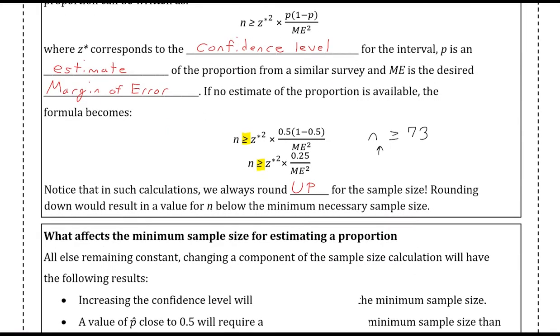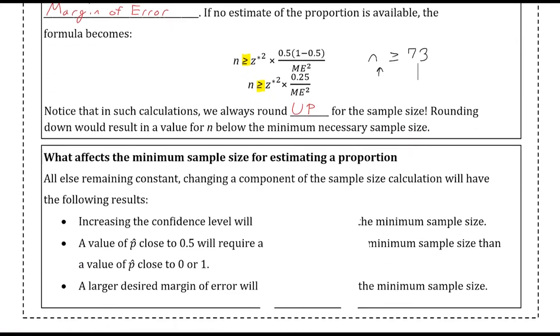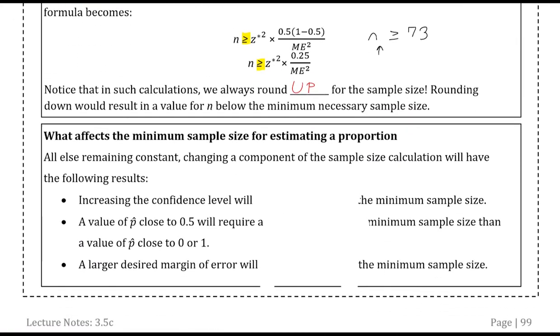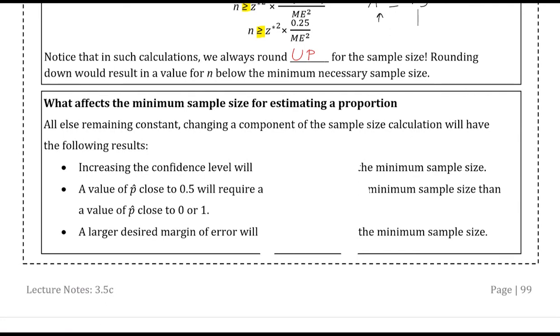Now, we talked before as well about what affects the width of a calculated confidence interval. And in turn, we also have some things to consider for the required sample size. If all else remains constant, changing a component of the sample size calculation will have the following results. If we increase the confidence level, that will increase the minimum sample size.